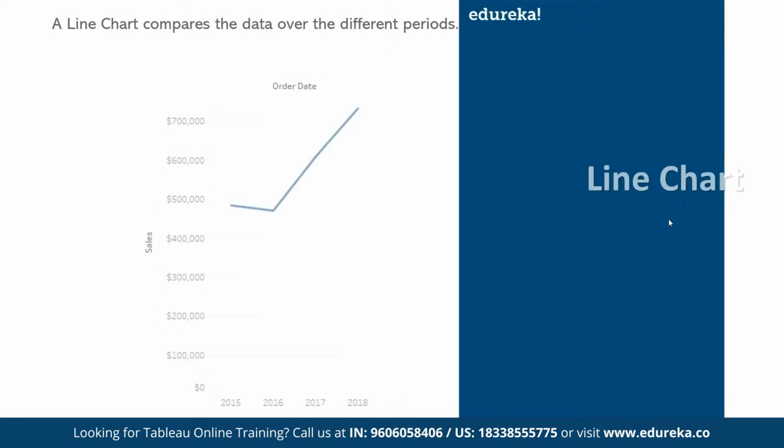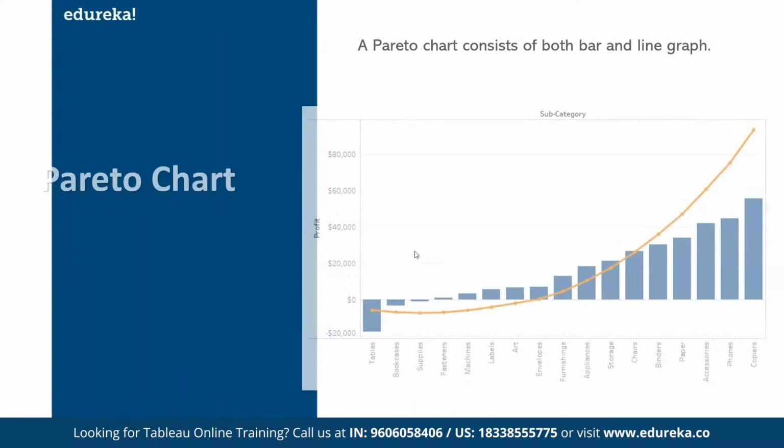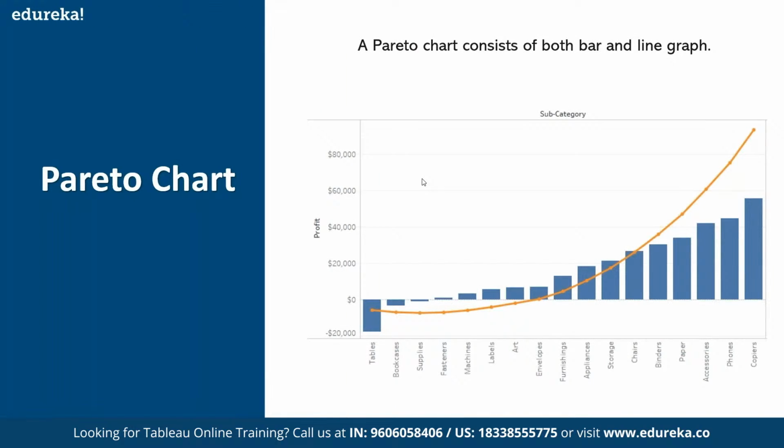And we have a line chart, which helps us compare data over different time periods. Just to give you an example, how did the sales grow from 2016 to 2018? We can clearly see that there's an upward trend in sales. Another kind of chart that we can create is the Pareto chart, which consists of both a bar chart as well as a line graph.